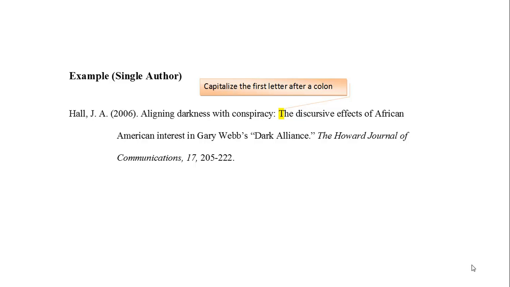The Howard Journal of Communications is the journal title or the journal name. It's in italics, then a comma. The volume of the journal is also in italics, 17, a comma. And then the page range, 205 to 222, is not in italics, and you have a period after that. So this is an example of a single authored piece in APA citation style.